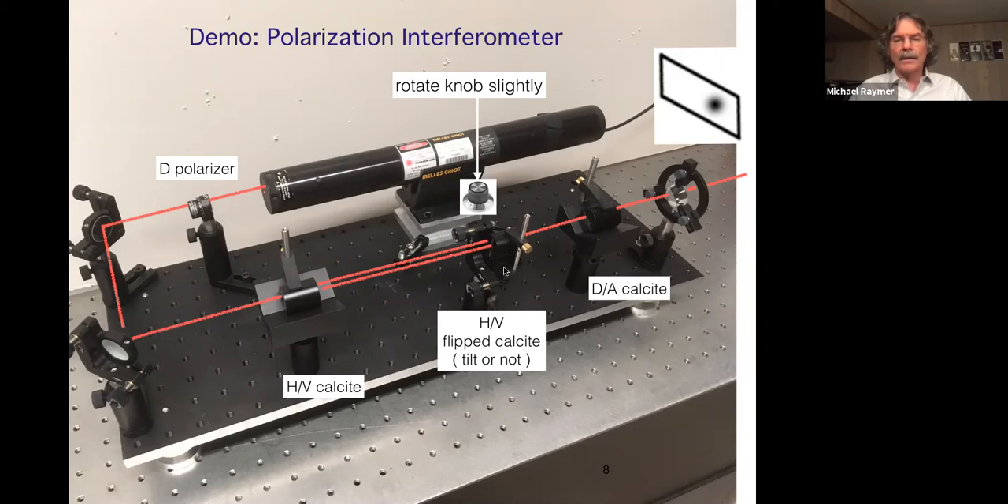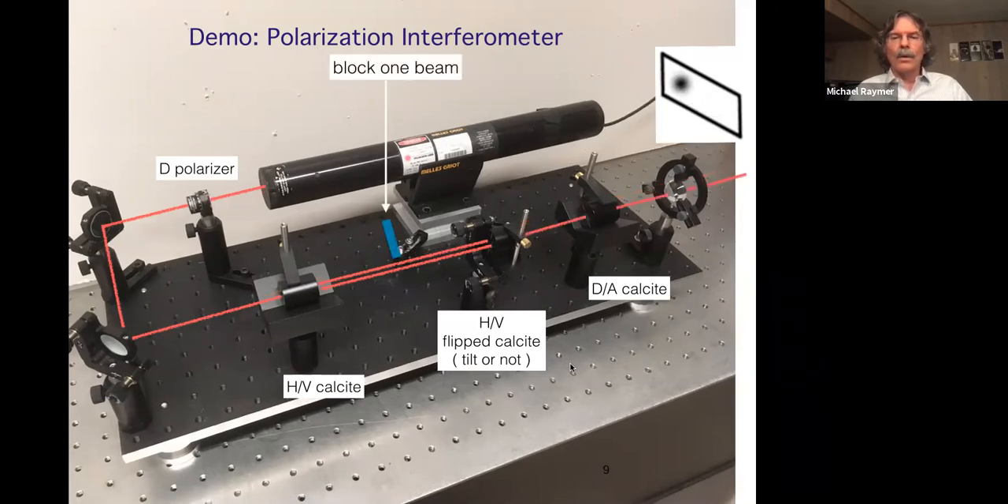This is the second crystal. It's flipped around, so it combines H and V into a single beam. And then this third rotated crystal is a DA analyzer, and there's a lens, and it sends whatever comes out onto the screen there. Okay. So if I tilt it, it switches back and forth like that. Tilt, switches. Okay, or if I put a beam block in here, I have two beams.